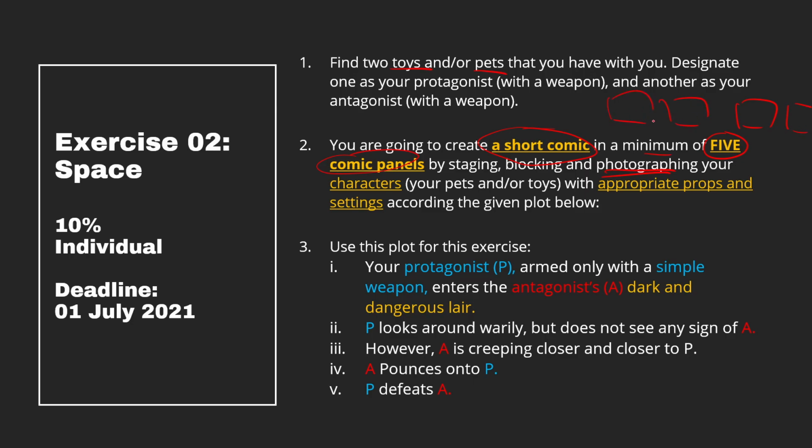What do you mean by photograph? I'm confused. Take a picture or something like that. Yeah, you take a picture. You take your phone or your digital camera, whatever you have, and make a comic out of it. So I don't need to draw? No need to draw.